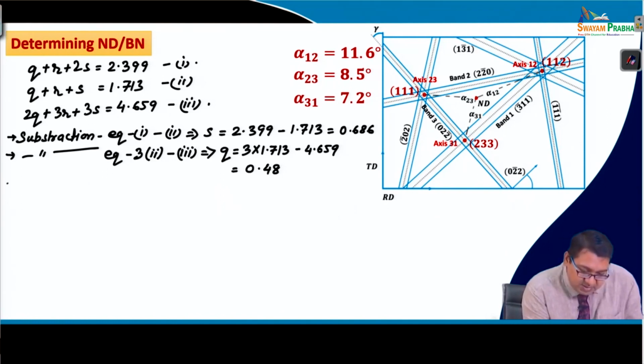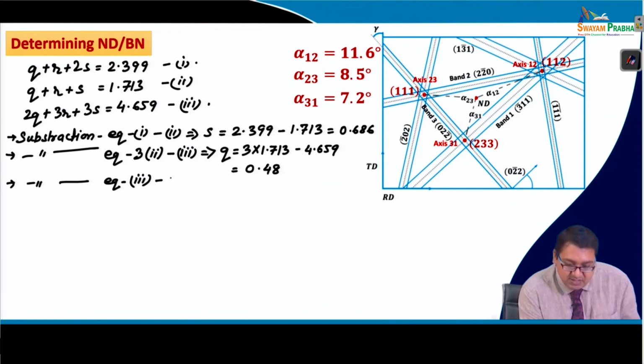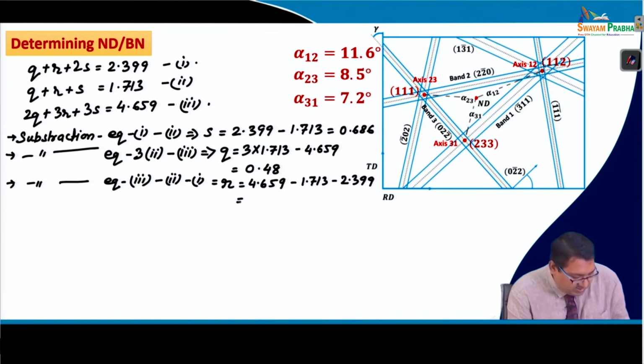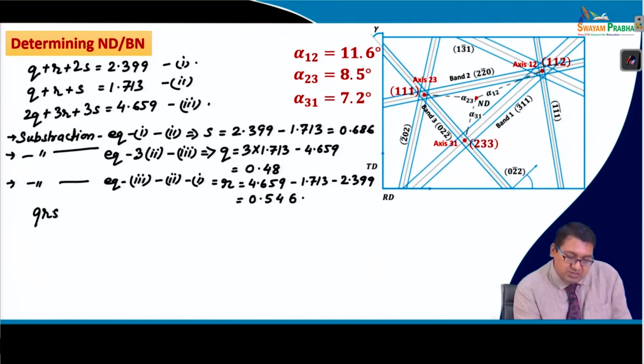Now we do another subtraction. We take equation 3 and subtract equation 2, and then subtract equation 1. What will happen? The 2Q plus 3R plus 3S of equation 3 is subtracted from the 2Qs of equations 1 and 2, the 2Rs of equations 1 and 2, and the 3S from equations 1 and 2. Therefore, we get the value of R, which remains here, and this becomes equal to 4.659 minus 1.713 minus 2.399, and this basically is equal to 0.546.